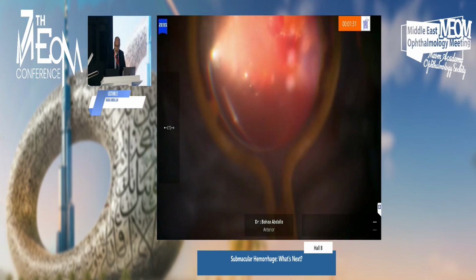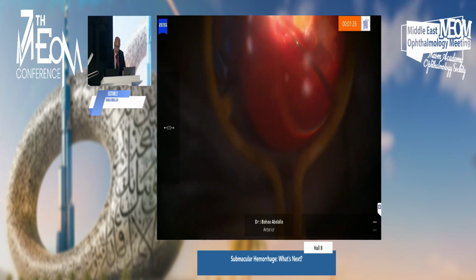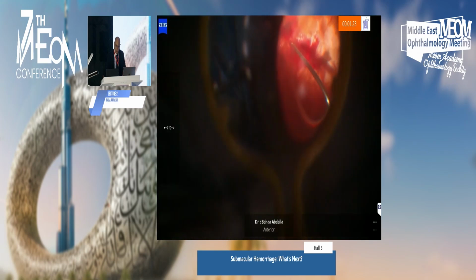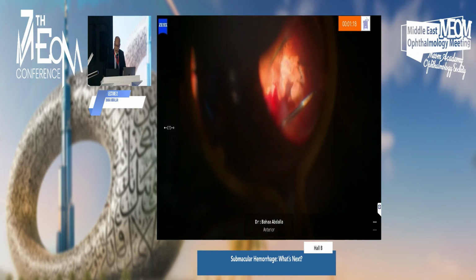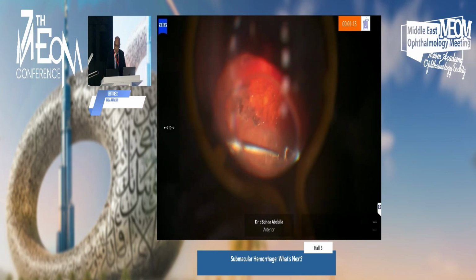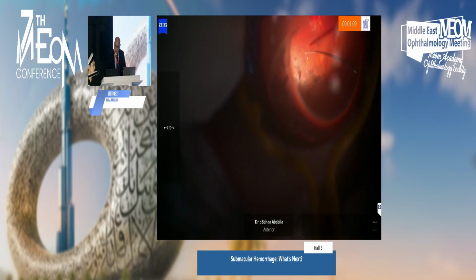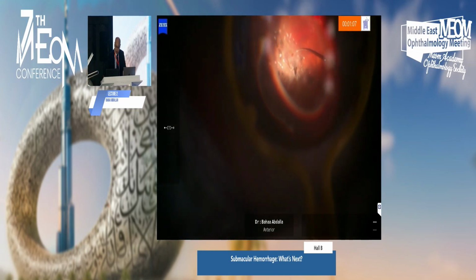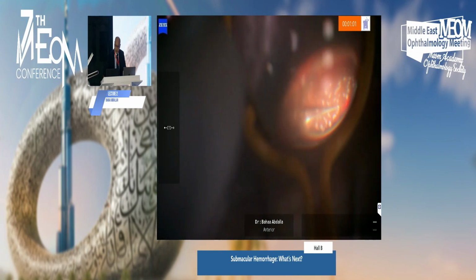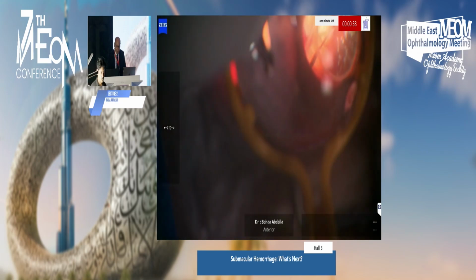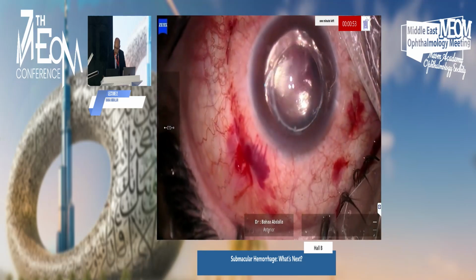In this case, I removed the posterior hyaloid. Here it is very adherent because of his myopia and relatively young age. Removal of the posterior hyaloid. Shaving of the vitreous base, endolaser for there were small holes. Complete the laser. In high myopes, I do 360 degrees endolaser and the fluid air exchange.